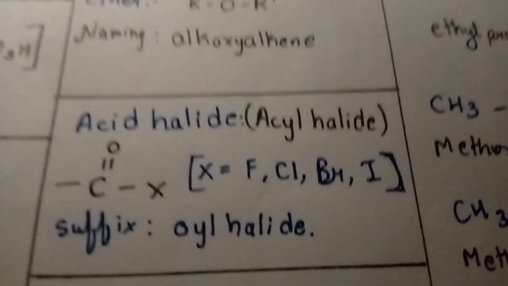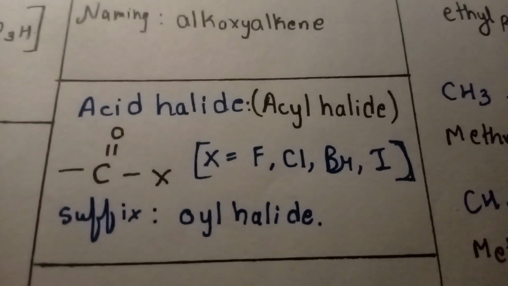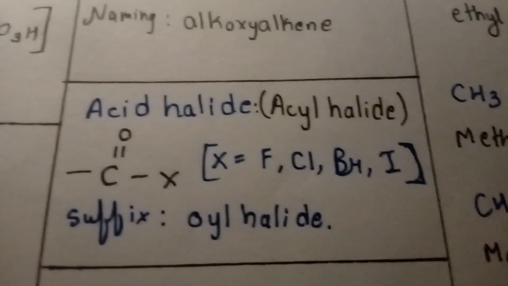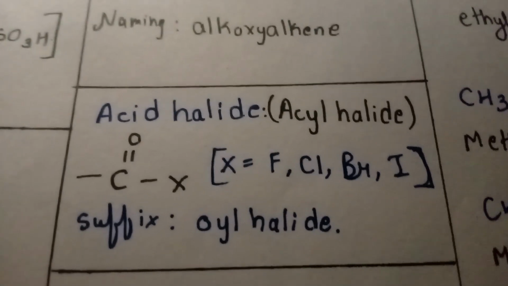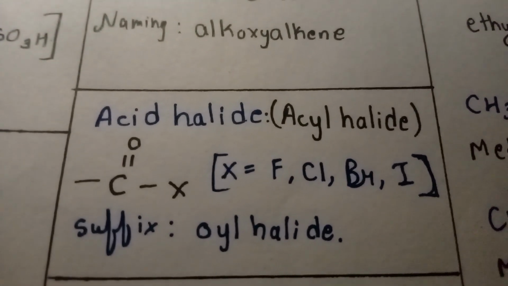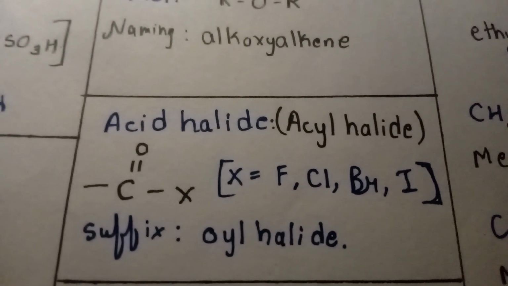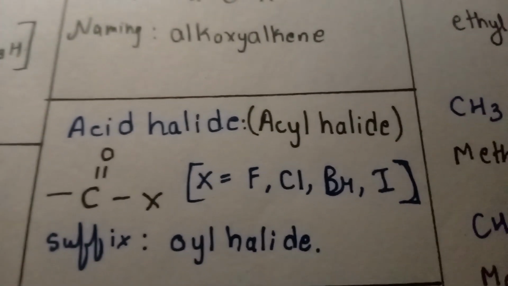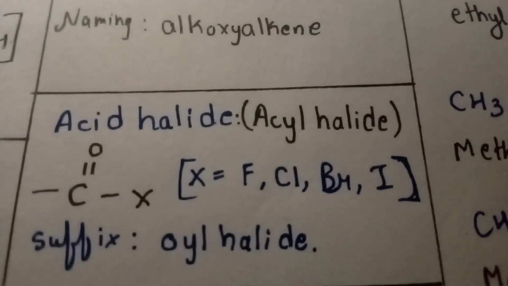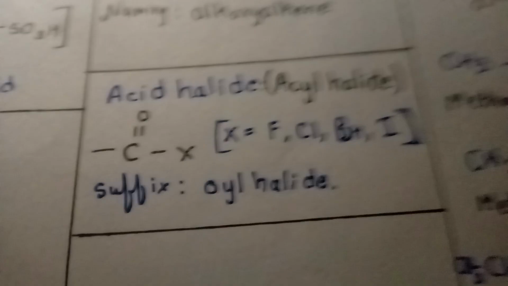Next is acid halide. It is called acyl halide. The carbon will have a single carbon bond, a double bond to oxygen, and a single bond to X, a halide. And the suffix will be oyl halide.